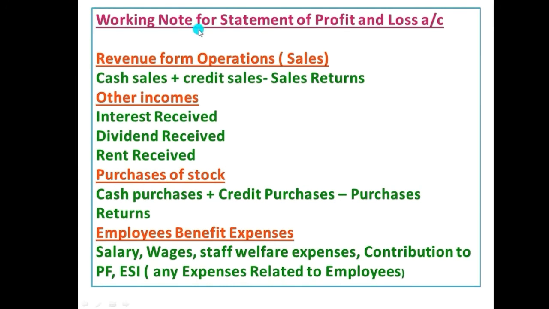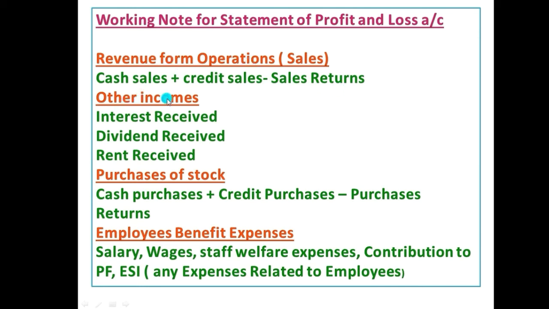Next we'll see the working notes for the statement of profit and loss account. Revenue from operations is nothing but sales, but we need to open the working note for that. Then the total amount we should record under revenue from operations. So we need to adjust: cash sales plus credit sales minus, if any sales return, we need to minus here. The net amount we should record under revenue from operations.